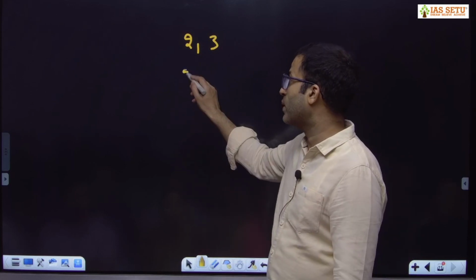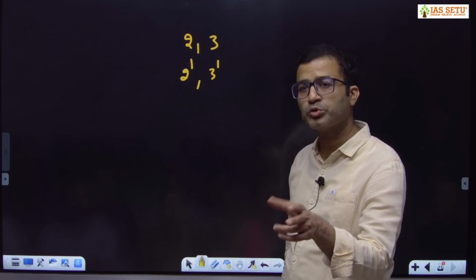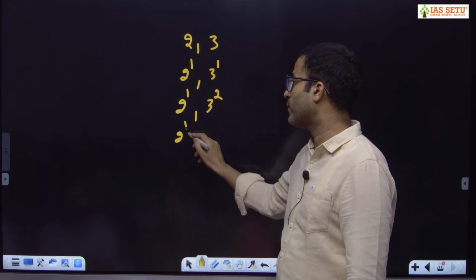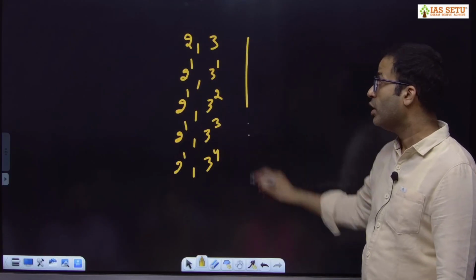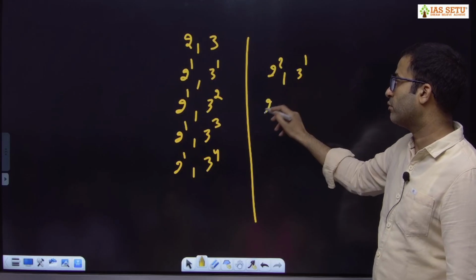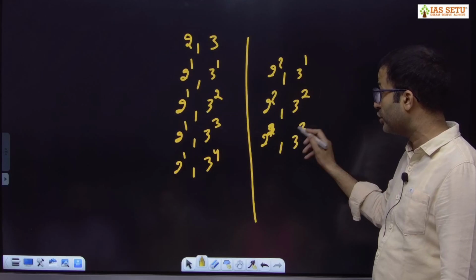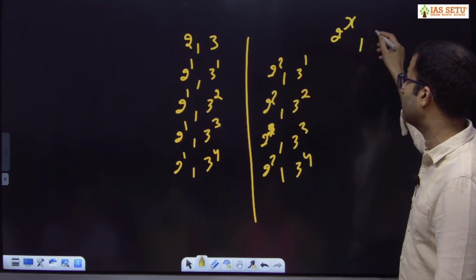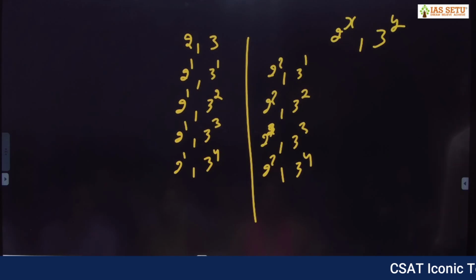Then 2 to the power 1 is co-prime to 3 to the power 1, and it is not necessary that the powers be the same; they can be different. 2 to the power 1 is co-prime to 3 square, 2 to the power 1 is co-prime to 3 cube, 2 to the power 1 is co-prime to 3 to the power 4, 2 square is co-prime to 3 to the power 1, 2 square is co-prime to 3 square, 2 square is co-prime to 3 cube, 2 square is co-prime to 3 to the power 4. So it means 2 to the power x will always be co-prime to 3 to the power y, provided that 2 and 3 are co-prime, and where x and y can be any natural number.